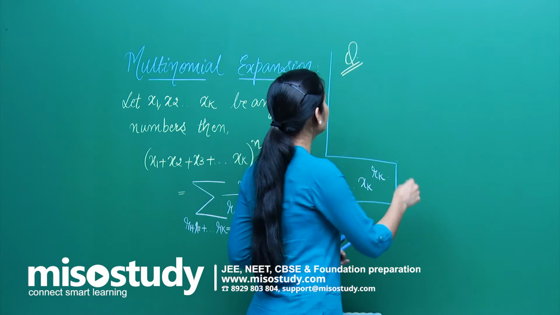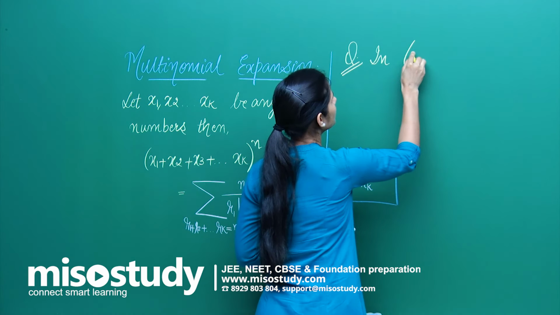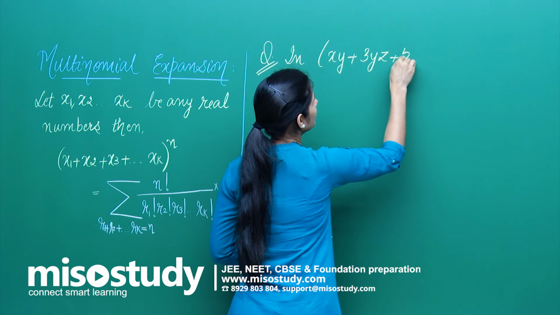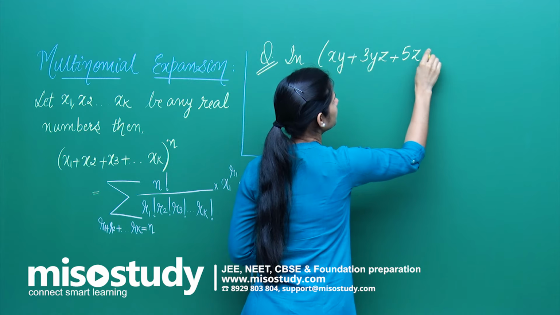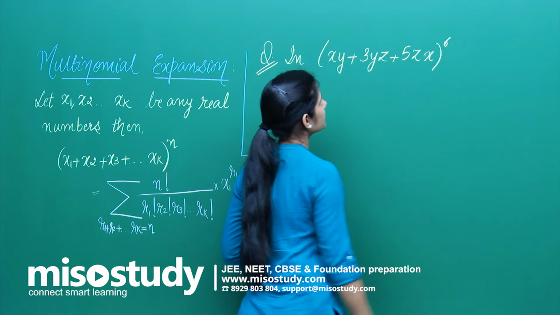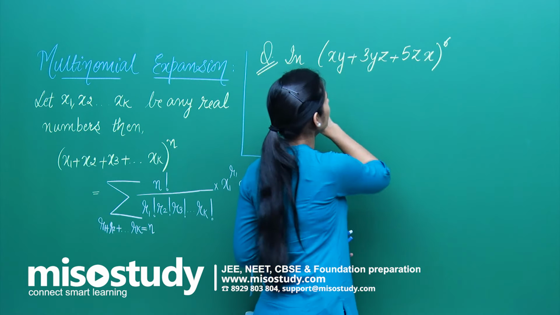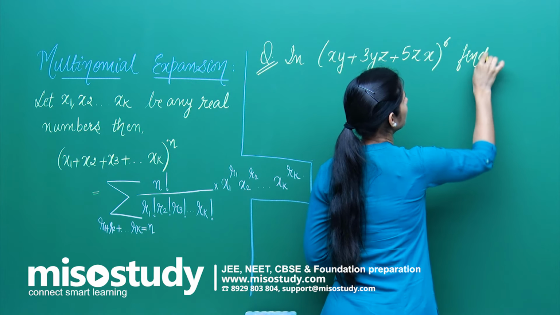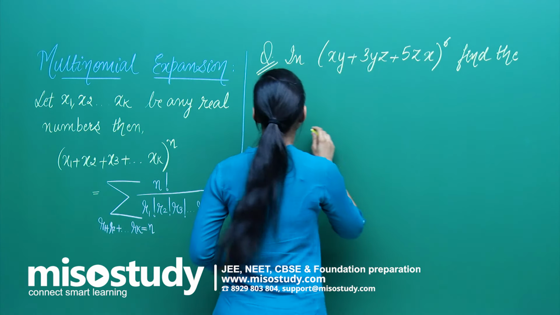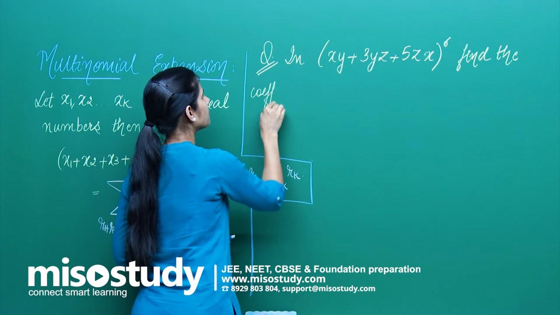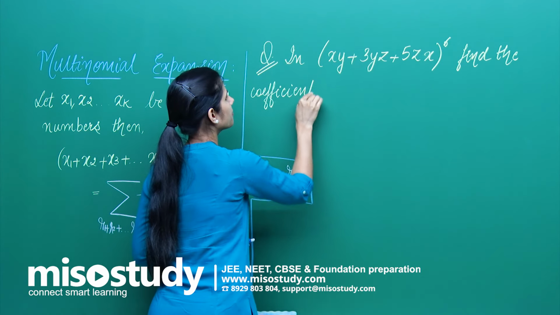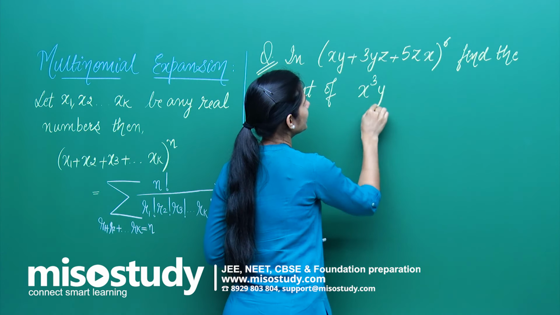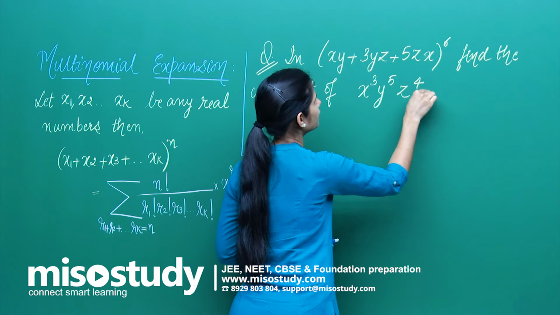Over here suppose I have xy plus 3yz plus 5zx whole to the power 6. In this multinomial expansion, find the coefficient of x to the power 3, y to the power 5 and z to the power 4.